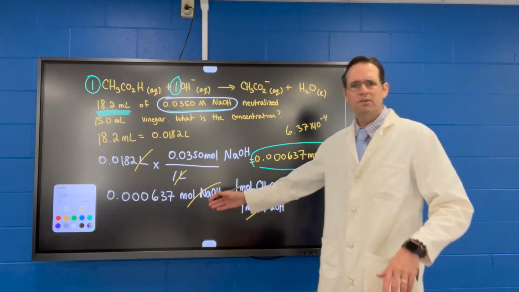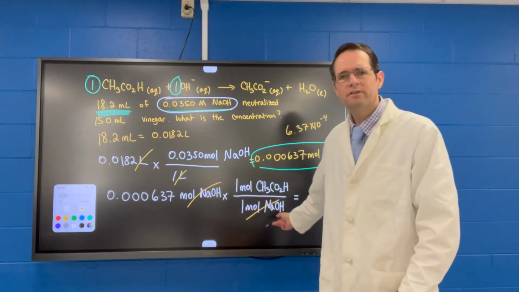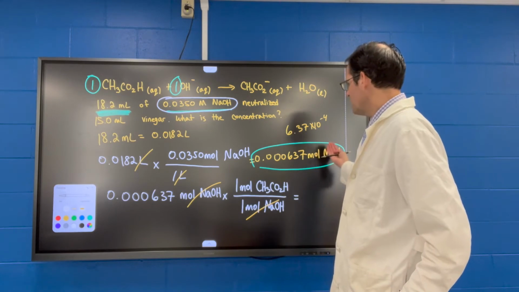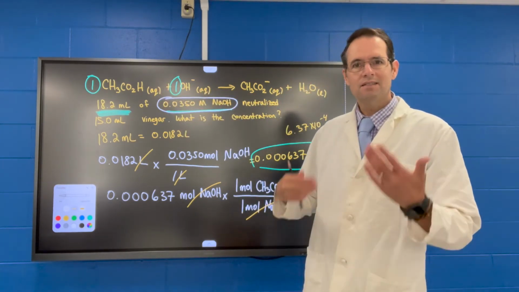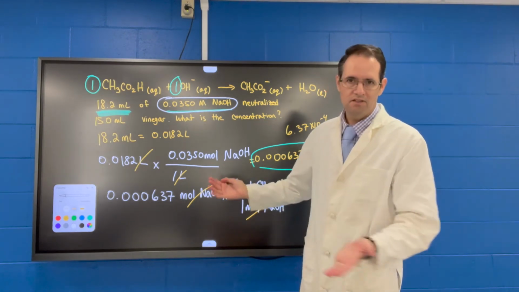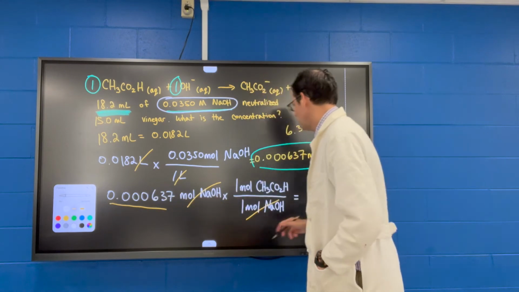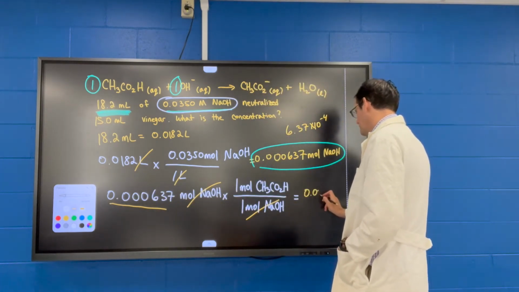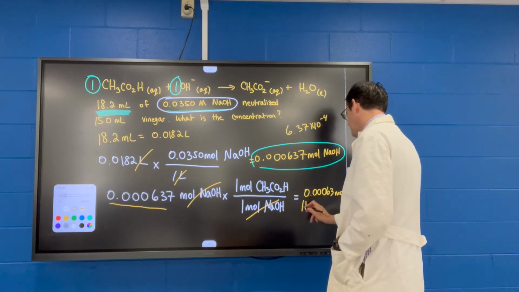I have a lot of students that say, can't I just skip that step? How else are you going to show how your units are canceling and you're converting from moles of your base to moles of your acid? In some cases, it's not 1 and 1. Obviously, you can skip your calculator because we can multiply by 1 in our minds. So we get 0.000637 moles of acetic acid.